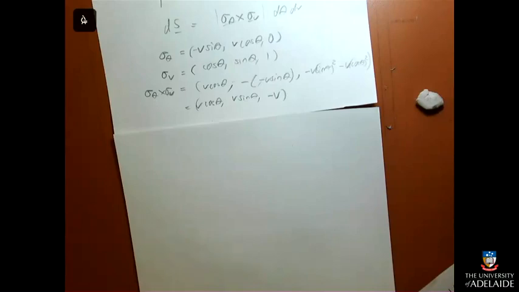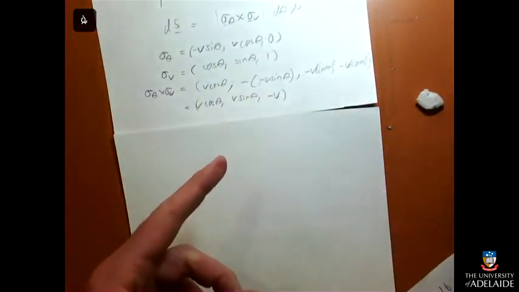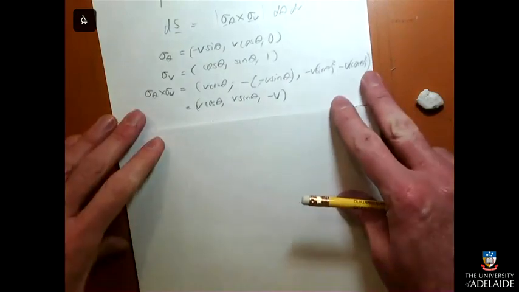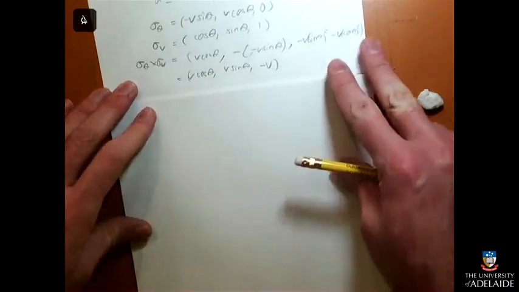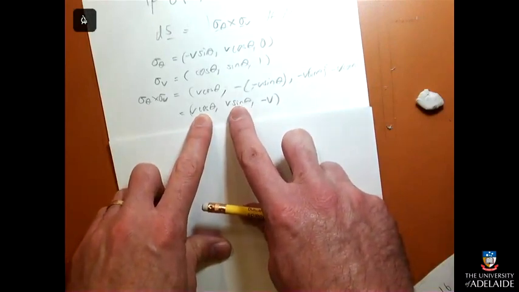It occurs to me I should check if this is pointing in the right direction. Traditionally, it says here that we want it oriented by the outward normal. So I just want to make sure that this is actually pointing out. So let me just think about this. This vector is on a circle of radius v.